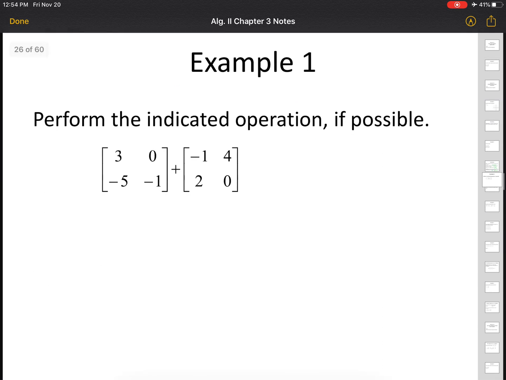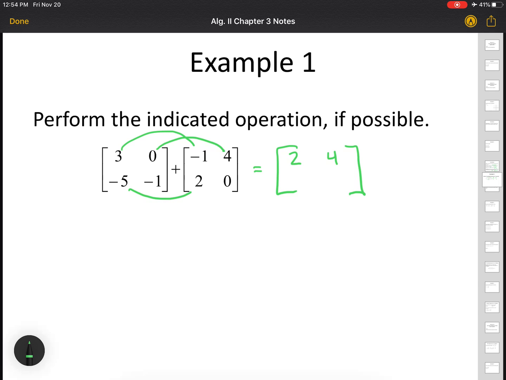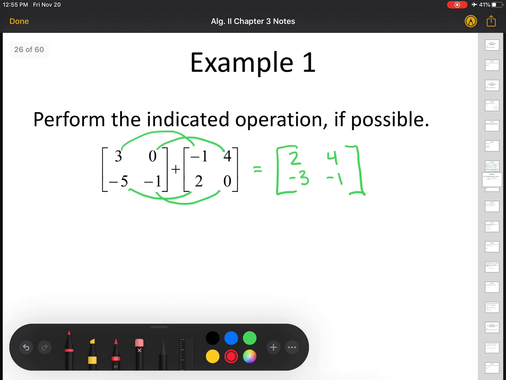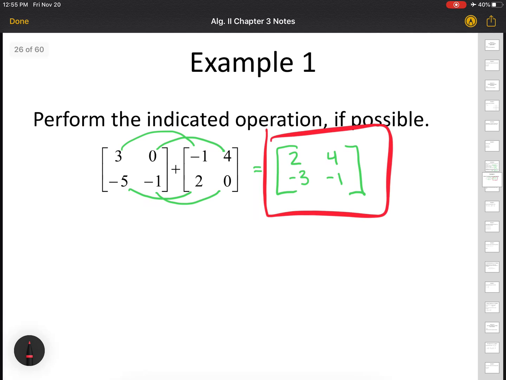So in example 1 here, say I want to add these two matrices. Well, again, I'm just going to add up their same position elements. So right now that's 3 and -1. Well, 3 plus -1 is 2. If I add the second elements together, 0 plus 4, that is 4. If I add third elements here, -5 plus 2 is -3. And the last elements together, -1 plus 0 is -1. So my resulting answer here is this matrix, 2, 4, -3, -1.